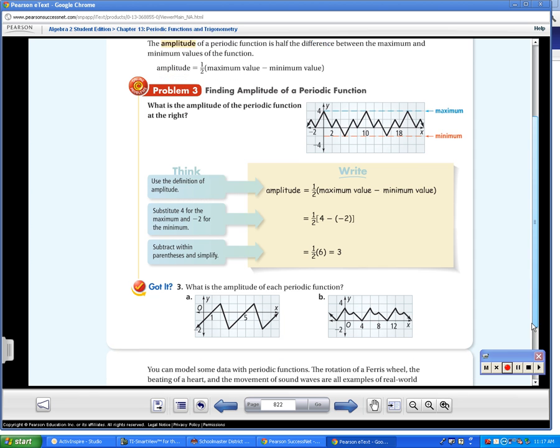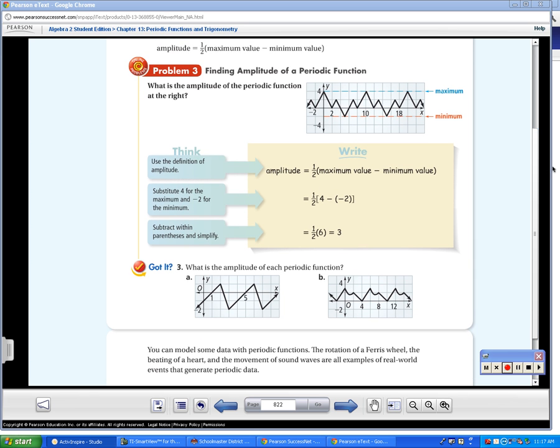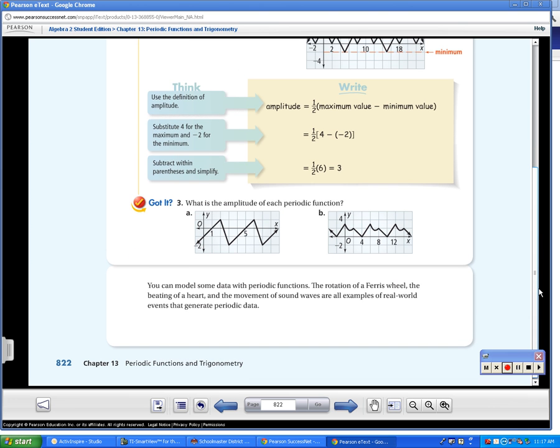Awesome question. Can you have a negative amplitude? No, because an amplitude is a distance, and distance is never negative. All right, so let's take a look at these last two examples, and then I'll turn you loose.